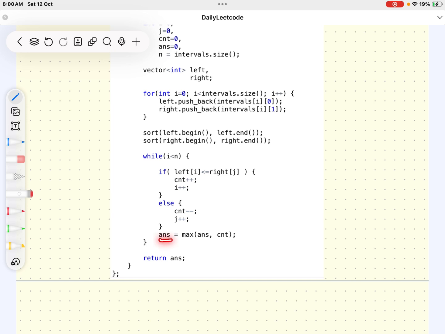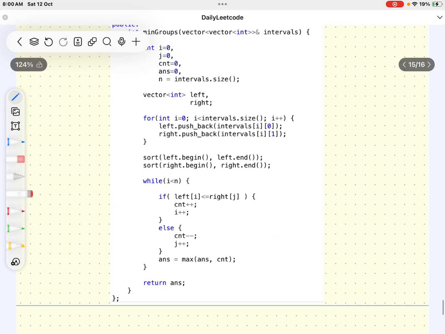And again we will use this answer to keep track of the count, like at which time it became maximum. So count increases from 1 2 3, then may come to 2. So answer will be 3 always, and at last we will return our answer.